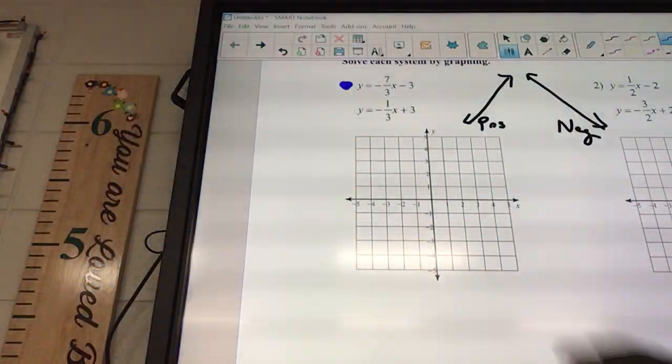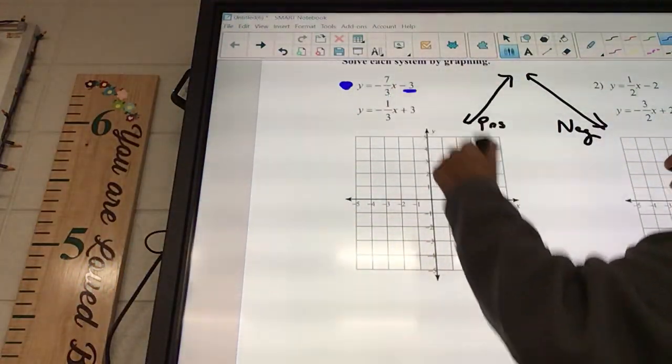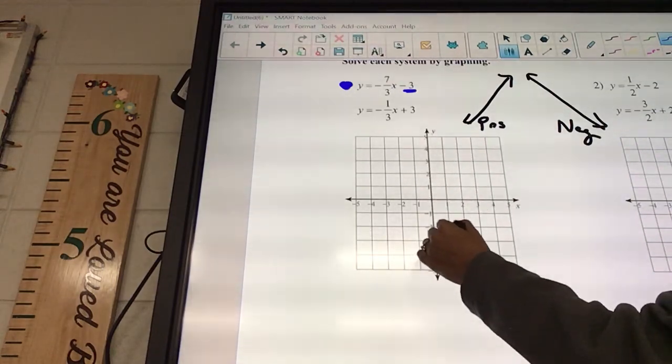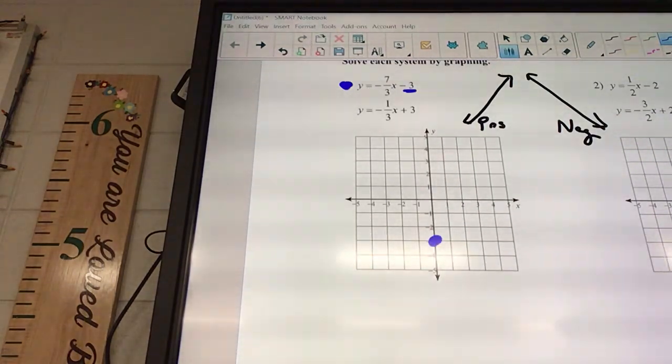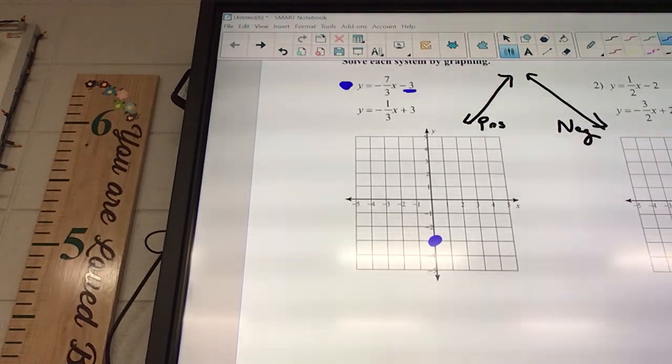Okay, I'm gonna graph it in blue. So we graph the 3 part first. So you're gonna go to the Y line and find the -3 and put your dot. Okay, and then from there, we are gonna go up 7.